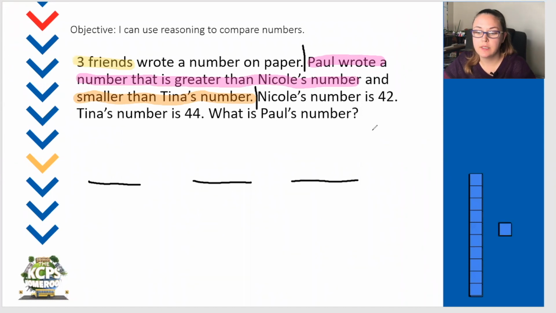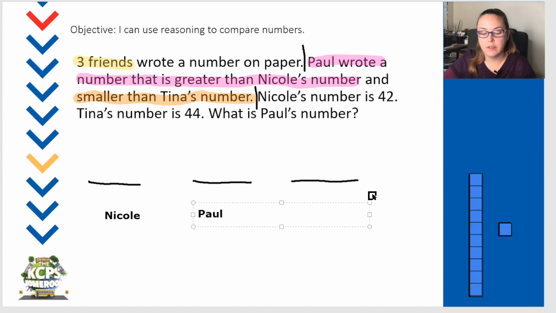The first part says Paul wrote a number that is greater than Nicole's. So we know we have 3 friends. One of them is named Nicole. One of them is named Paul. So now what we have to do is decide where on our lines do these names go. Well, this says Paul wrote a number that is greater than Nicole's number. So we talked last week about the number that is greater being on the right. Keep that in mind as we're working today.